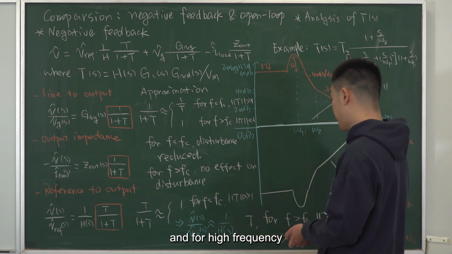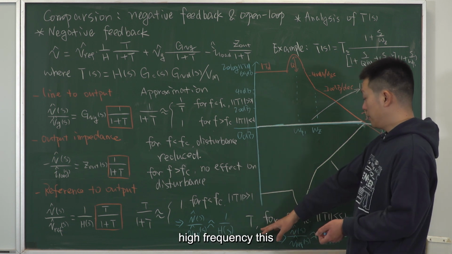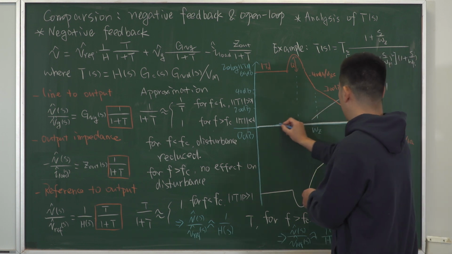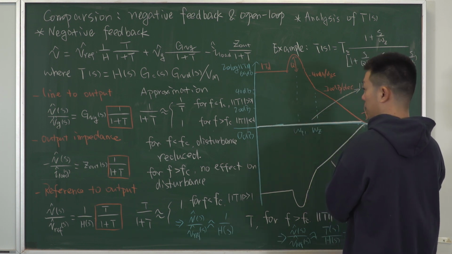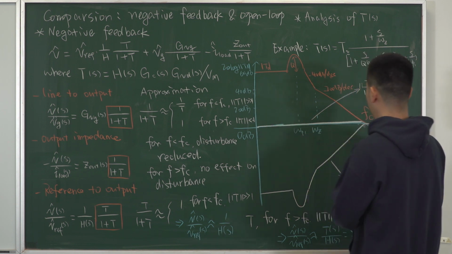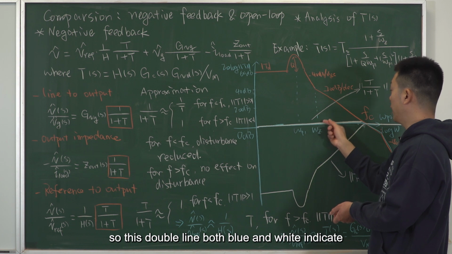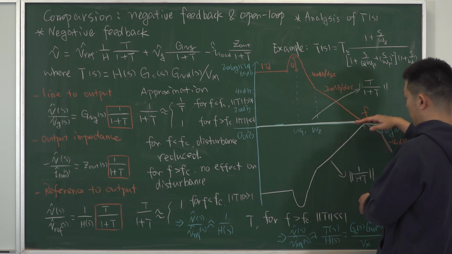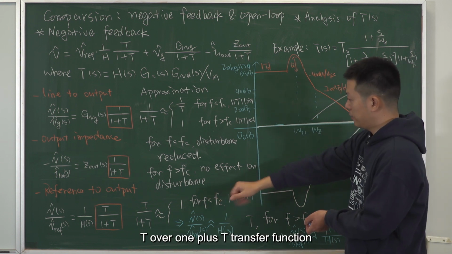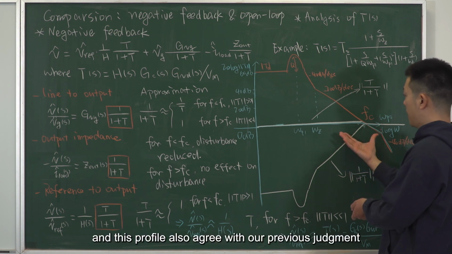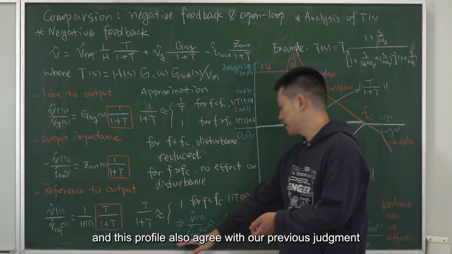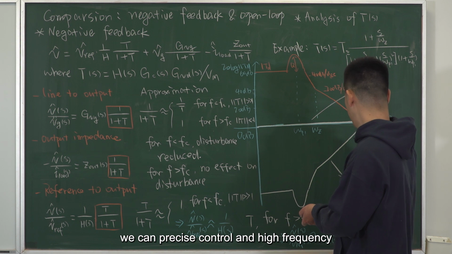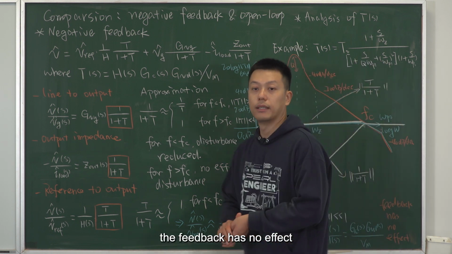And for high frequency, this coincides with T, meaning that they share the same profile at high frequency. So this double line, both blue and white, indicates T over 1 plus T. Okay, that is the magnitude plot for the T over 1 plus T transfer function. And this profile also agrees with our previous judgment: at low frequency, we can have precise control, and at high frequency, the feedback has no effect.